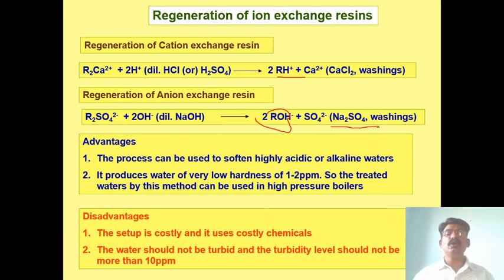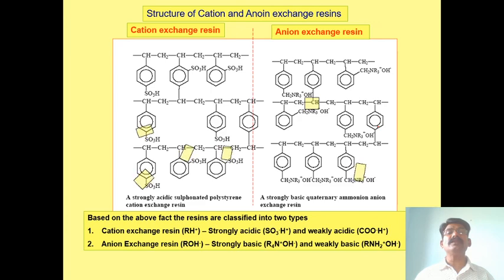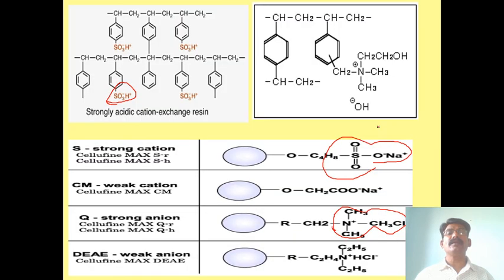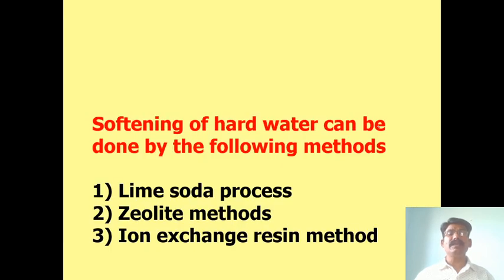So these are the 2 disadvantages. Write the regeneration, advantages and disadvantages, process, resins and schematic diagram. All these things are very important for this one. Other than this, we have some other purification methods, the lime soda process and zeolite process. These are not in our syllabus, only ion exchange resins are there. So thank you very much.